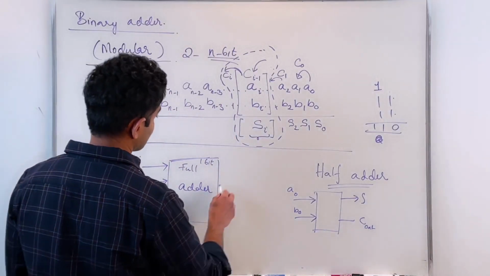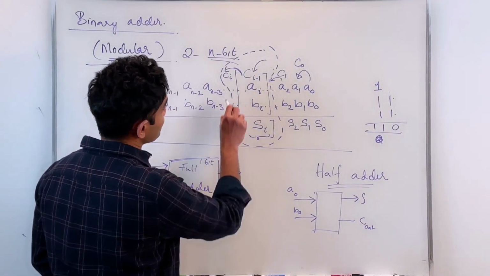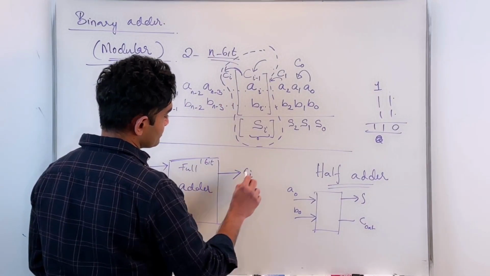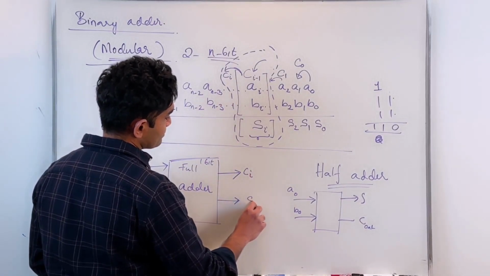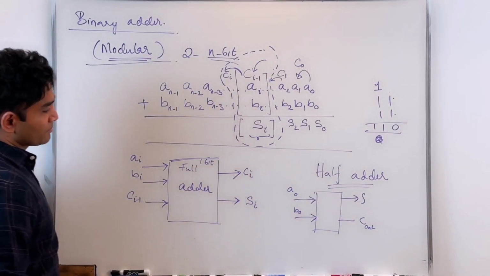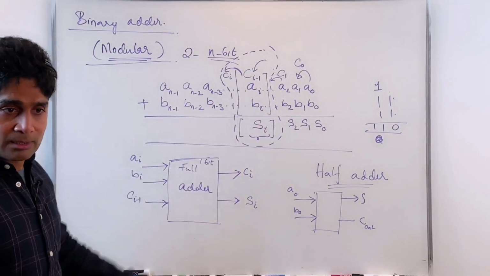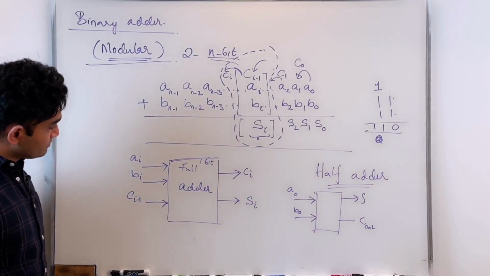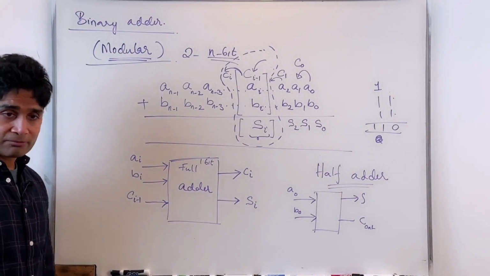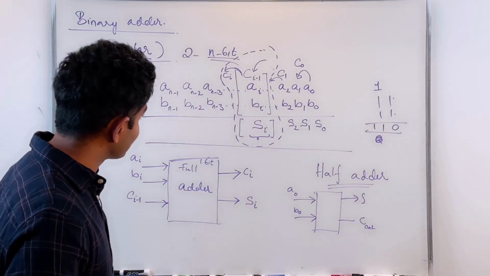That's exactly right. So let me call that. So this is my Ci and Si. So I'm trying to design a module that can perform this operation. And when we have to design this, now let's set out to design this.